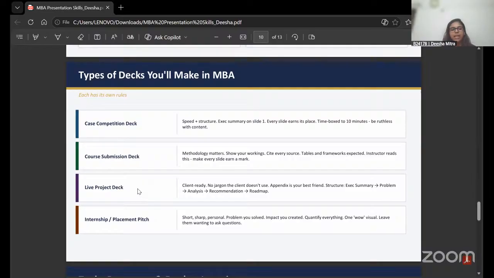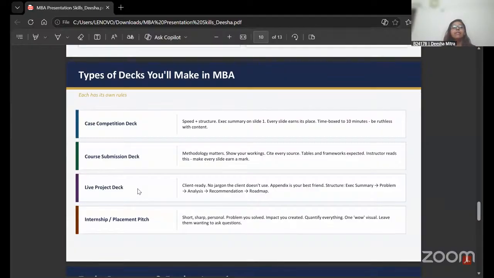Then a live project deck. Live project deck is basically similar to how your internship decks would look, because generally you pitch to companies outside of your college. Mostly you do with certain companies. Sometimes you do it with the professors as well. Mostly it is with companies. So for them, the deck structure is again a bit more professional than how a classroom presentation or a case competition deck in general is.